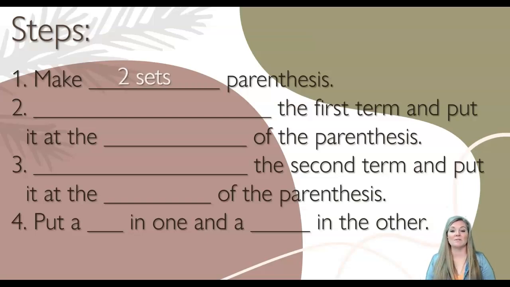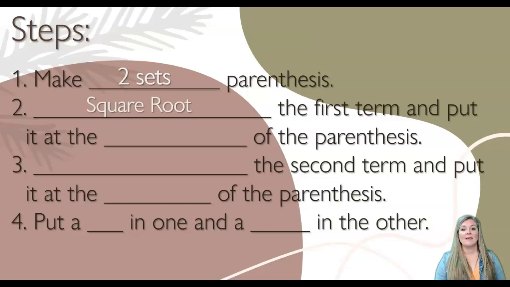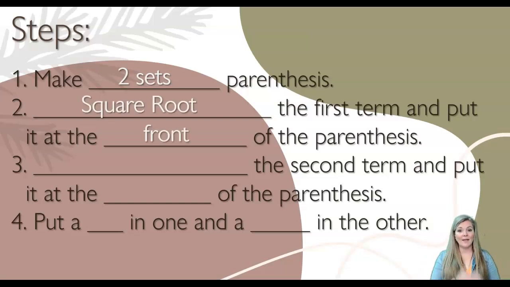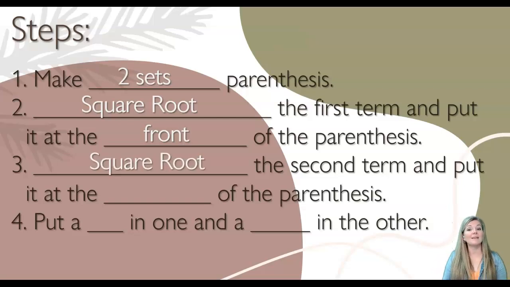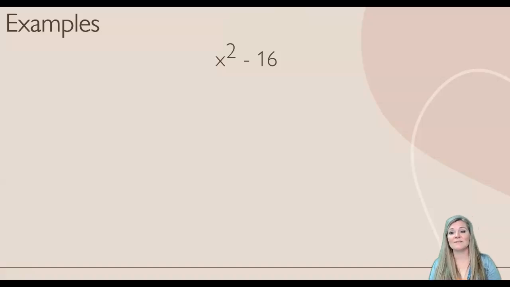The first thing is you're going to make 2 sets of parentheses. Then you're going to put the square root of the first term and put it at the front of the parentheses. Then you're going to take the square root of the second term and put it at the end of the parentheses. So 2 sets of parentheses. It's going to have 2 terms in both. And then 1 parenthesis is going to get a plus, 1 parenthesis is going to get a minus. And those are the steps. That's it.